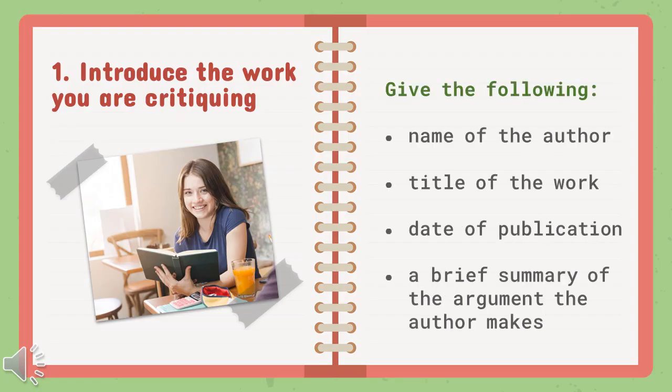First one is to introduce the work you are critiquing. So you have to give the following information or data. We have the name of the author or the creator itself. The second one, we have the title of the work. Third, the date of publication. And then the fourth one is a brief summary of the argument that the author makes.